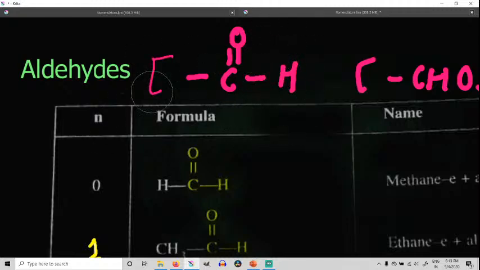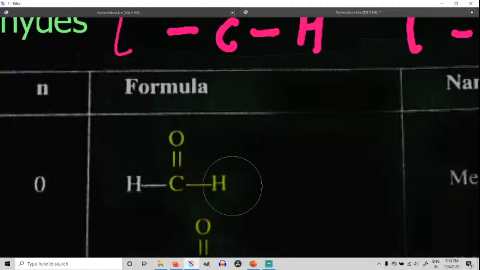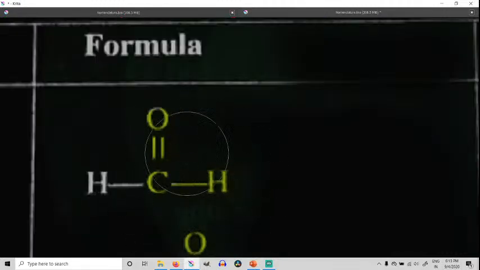So there is another functional group. Whenever aldehydes are present in the carbon chain, they can be identified by what? Let me make it bigger so that you can see. Can you see in this structure? What will be the formula? C double bond OH.